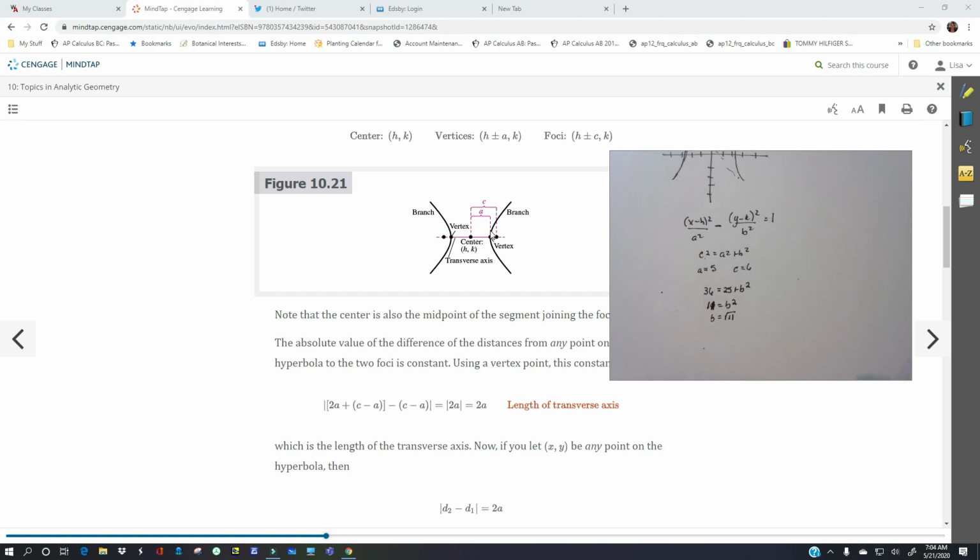Okay, so let's plug this into our formula. Again, our center was 0, 2. So it's x minus 0 squared over a squared minus y minus k squared over b squared. So root 11 squared is just 11 equals 1. And that's the standard equation given some of the other information such as the vertex and the foci.